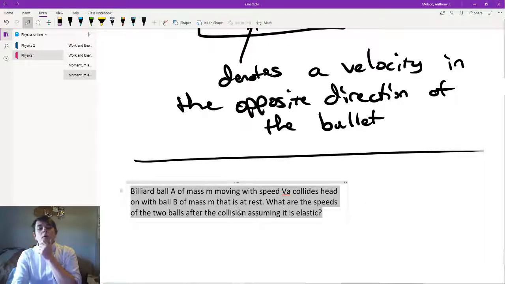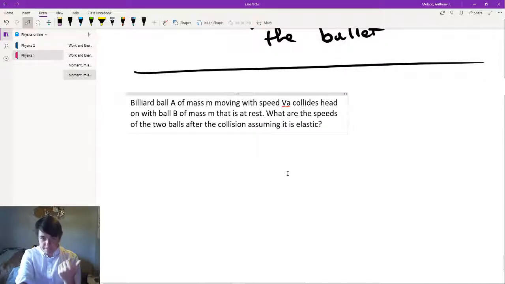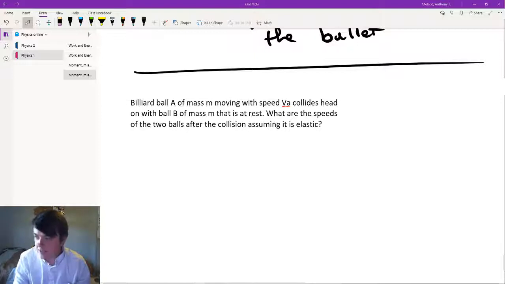Okay. Billiard ball A of mass m is moving with speed VA, and it collides head-on with ball B, also of mass m, that is at rest. We want to know what are the speeds of the two balls after the collision, assuming it is elastic. So now it tells us it's elastic, so we have to deal with an elastic collision here. It's still one-dimensional. Remember how I said don't assume that something is elastic unless told. Also, don't assume something is two-dimensional unless you're told.